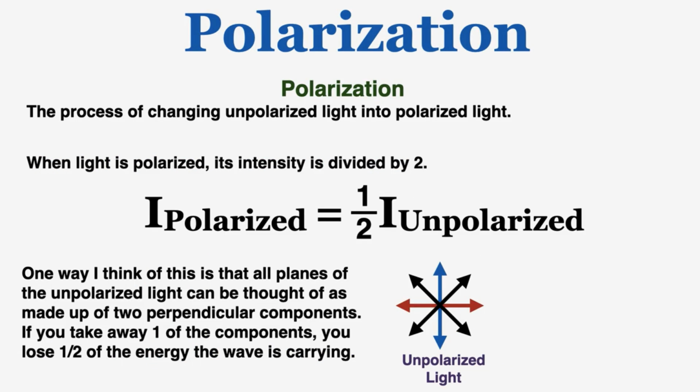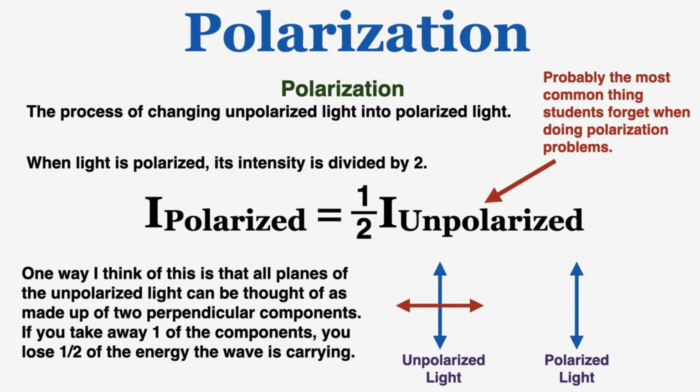When light is polarized, its intensity is divided by 2. One way to think of this is that all planes of the unpolarized light can be thought of as made up of two perpendicular components, like an x-axis and a y-axis. And if you take away one of the components, you lose one half of the energy that the wave is carrying. So the oscillations of unpolarized light can ultimately be thought of as having components in two perpendicular directions, whereas polarized light only has components in one direction. So you basically took away half the light, so you're left with half of the intensity. This is probably the most common thing students forget when doing polarization problems.